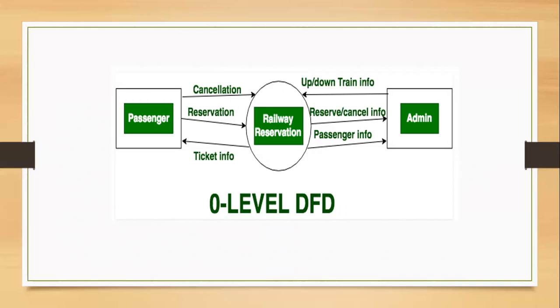The main or broad view of the passenger criteria, admin criteria, and the railway reservation will be here. But the actual implementation in the railway reservation is not mentioned anywhere in level zero. So this is just giving a broad view, not a detailed view.